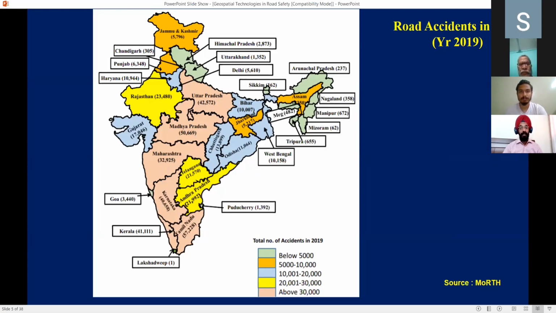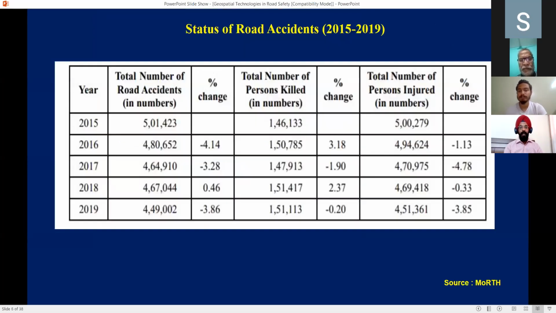So you can see how enormous this problem is. Of course, there are some states where road accidents are less, but still we must believe that every life counts. So we must try to save a single life. Every life we must save.